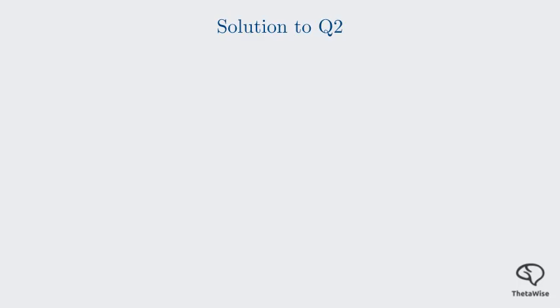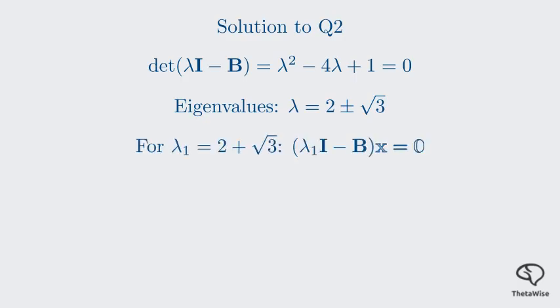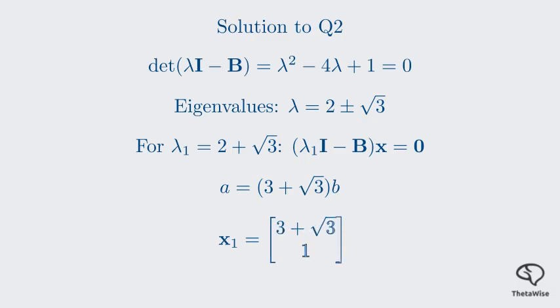First, we find the eigenvalues by solving the characteristic equation. The determinant of lambda I minus B gives us lambda squared minus 4 lambda plus 1 equals 0. We must use the quadratic formula to find the roots, which are 2 plus root 3 and 2 minus root 3. Now we find the eigenvector for the first eigenvalue, lambda 1 equals 2 plus root 3. We solve (lambda 1 I minus B)x equals 0. The second row gives the equation a minus (3 plus root 3)b equals 0, so a equals (3 plus root 3)b. Choosing b equals 1, the eigenvector is (3 plus root 3, 1).